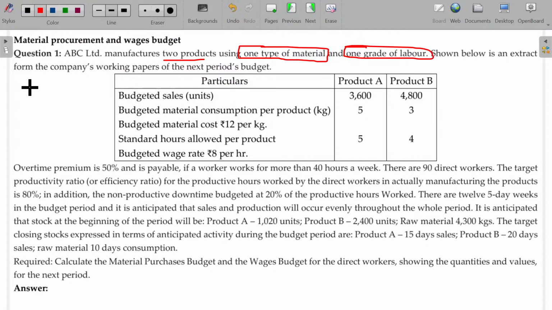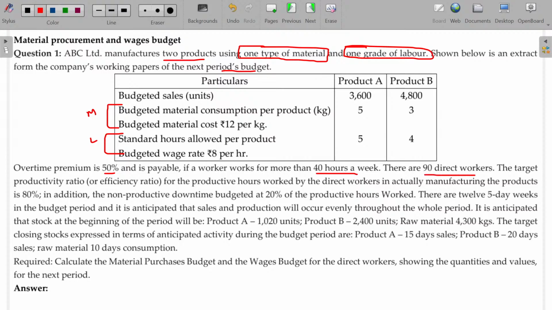Of the next period's budget. Budgeted sales, budgeted material consumption per product, budgeted material cost, standard hours allowed per product. These 2 information is for the material. These 2 information is for labor. Overtime premium 50% is payable if worker works for more than 40 hours a week. So overtime will also be applicable.